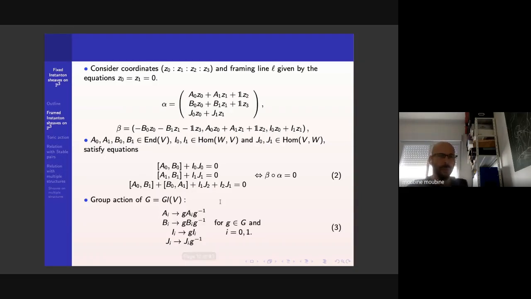Okay, there is still some group action, given by conjugation of the matrices A's, AI's, and BI's. And then there are multiplications on the right or on the left by G and G minus 1 in the case of I and J. So one can consider the space given by all this ADHM data satisfying equation 2 and with some stability. Here there are many stabilities that one can talk about.